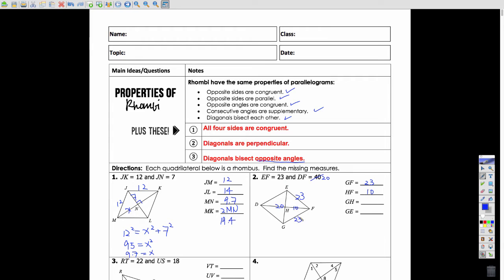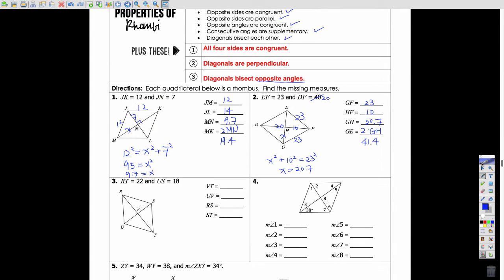And if I have 10 here, I have 23 here, I can find out my GH as x squared plus 10 squared equals 23 squared, right? A squared plus b squared equals c squared. And x comes out to be approximately 20.7. So that's 20.7. And then finally GE, which is right here, and GE should be just twice as long as GH, and that's 41.4. Okay.